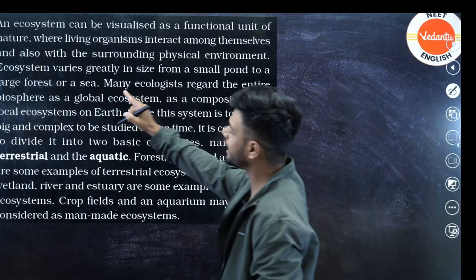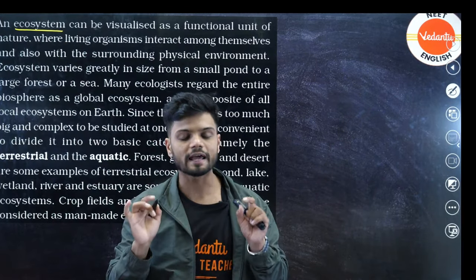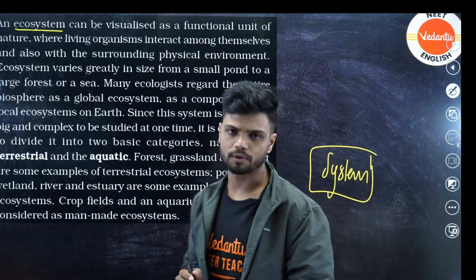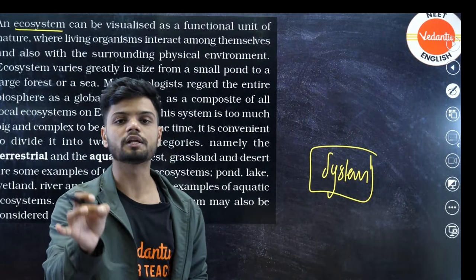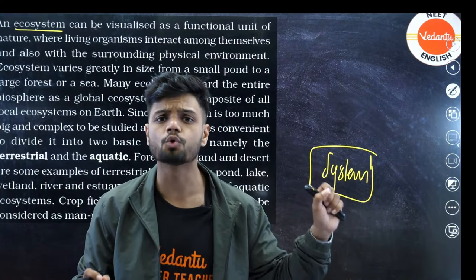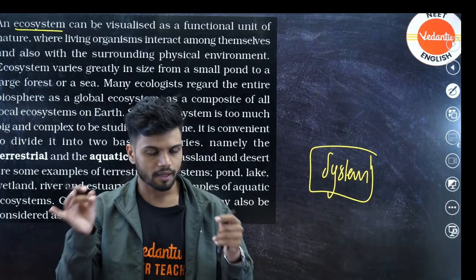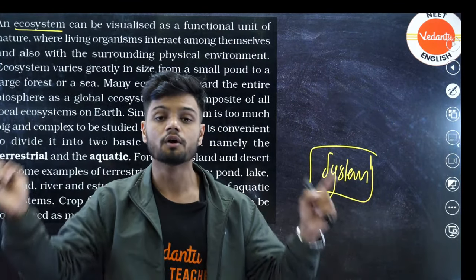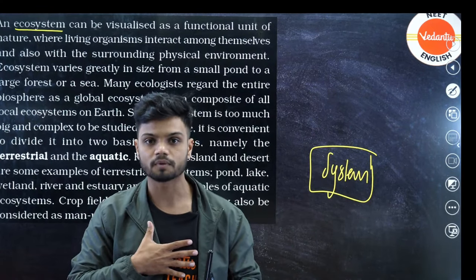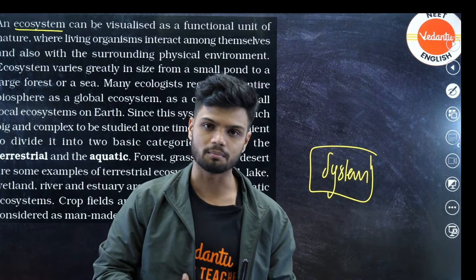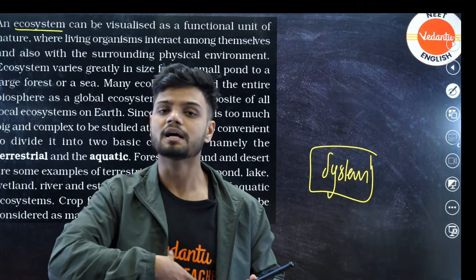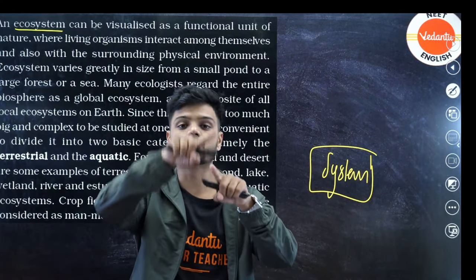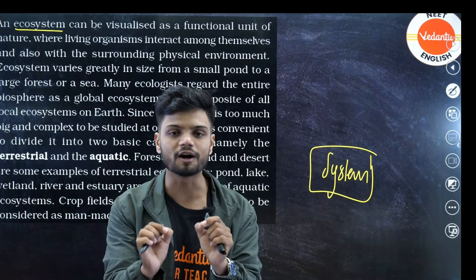Now, before we understand what is an ecosystem, I want everyone to understand the meaning of system. What is the meaning of system? Remember, a system is a functional unit. For example, we have a computer system. In the computer system, we have mouse, keyboard, monitor, CPU. All of these components work together for one function. Similarly, in your body, we have the digestive system. The digestive system has many components like buccal cavity, esophagus, stomach, small intestine, large intestine. Every single component in the digestive system works together to function as a single unit.